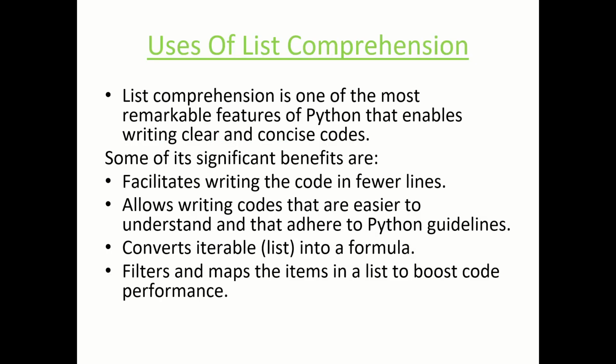Uses of list comprehension. List comprehension is one of the most remarkable features of Python that enables writing clear and concise codes. Some of its significant benefits are facilitates writing the code in fewer lines, allows writing codes that are easier to understand and that adhere to Python guidelines, converts iterable into a formula, filters and maps the items in a list to boost code performance.